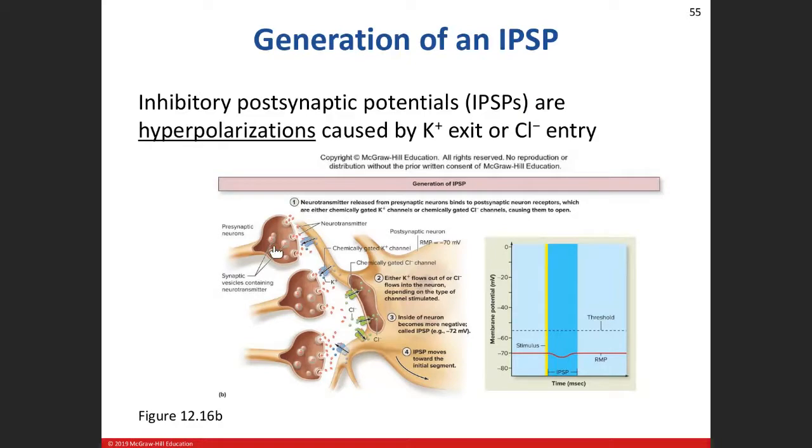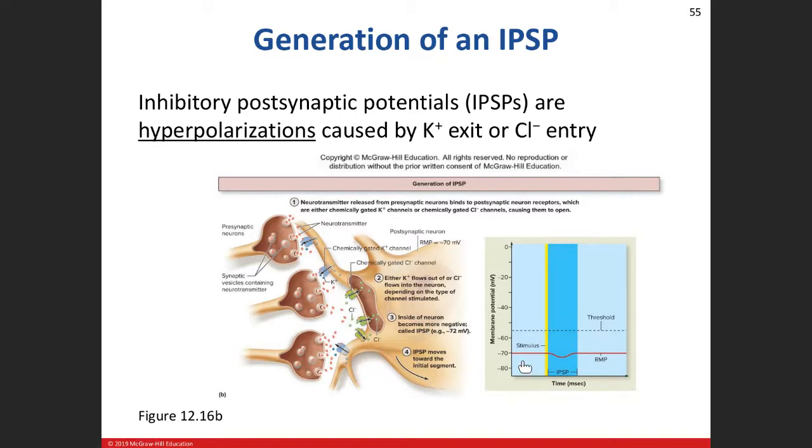Same scenario. Presynaptic neurons release their inhibitory neurotransmitter into the synaptic cleft. It diffuses across. It can open up the potassium channels, causing potassium to leave, making the inside of the cell more negative, or it can open up the chloride channels, allowing chloride to enter, bringing its negative charge with it, making the inside of the cell more negative. Regardless, we're going from a negative 70 to maybe negative 72, negative 73, negative 74, whatever. So the same rules apply.